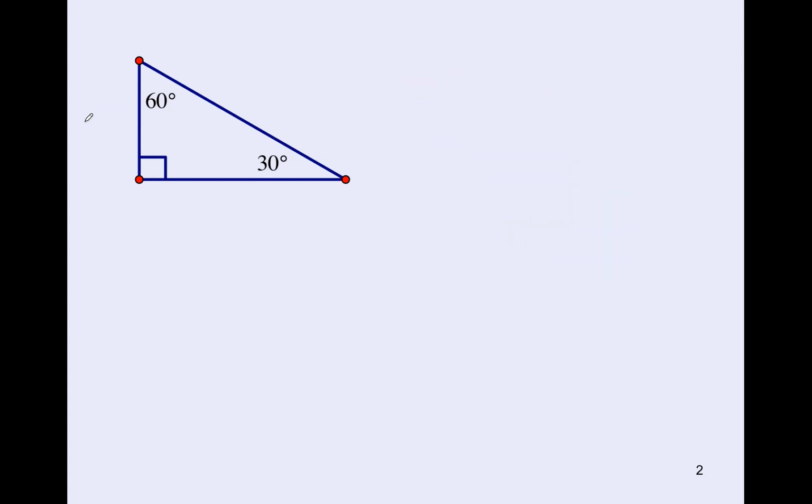Okay, what if this here was 5 root 3? Start you here. What's twice that? 2 times 5 root 3 would be 10 root 3.